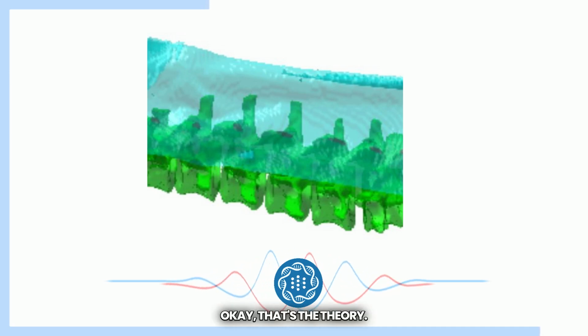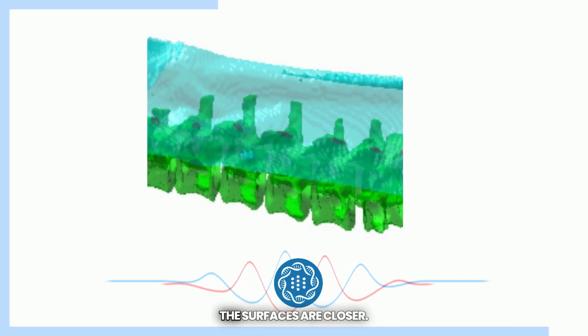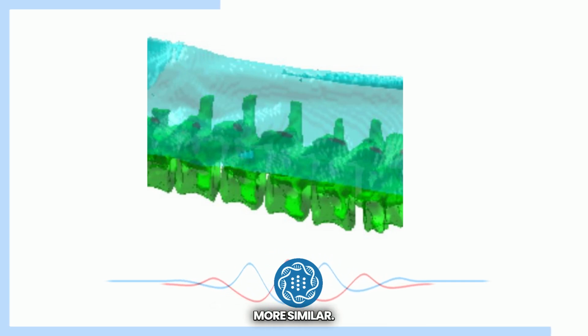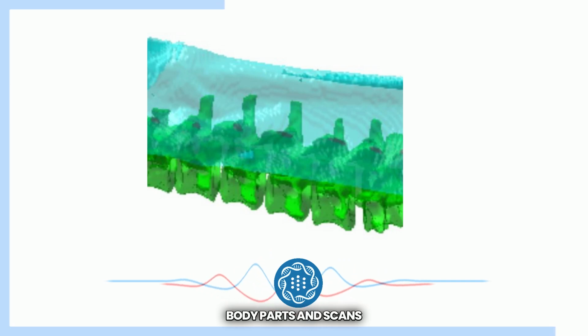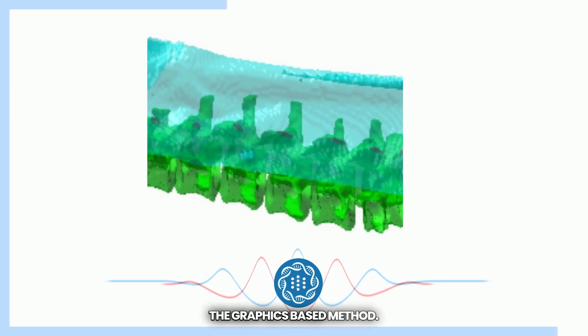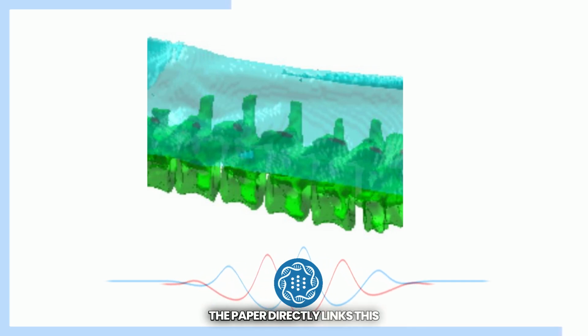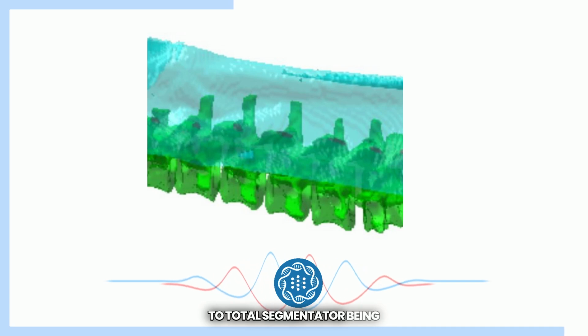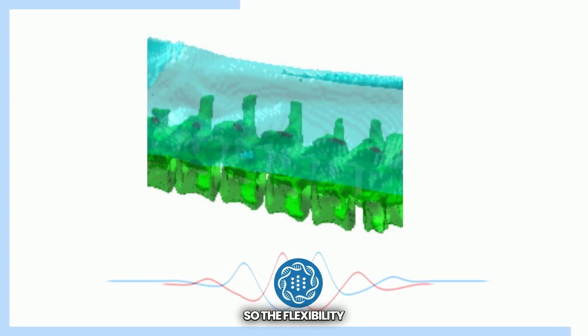Okay, that's the theory. How did they actually perform on real scans? They used this Hausdorff distance metric, right? Lower distance means the surfaces are closer, more similar. Exactly. Lower is better. So they tested on different body parts and scans. For abdomen MRI, the graphics-based method won. Its surface was closer to the reference. The paper directly links this to TotalSegmentator being trained on CT, not MRI. It just couldn't follow the body edges as well in the MRI. So the flexibility paid off there.